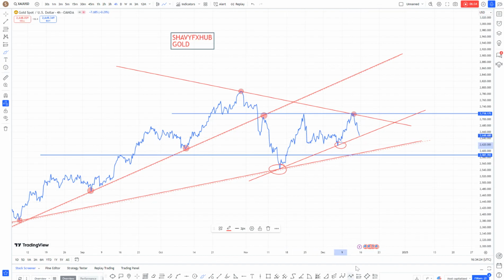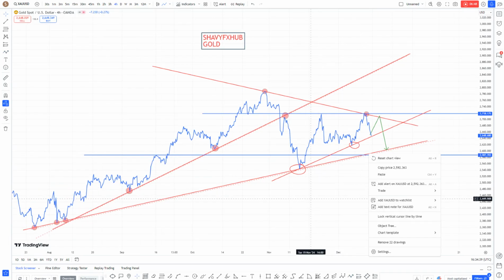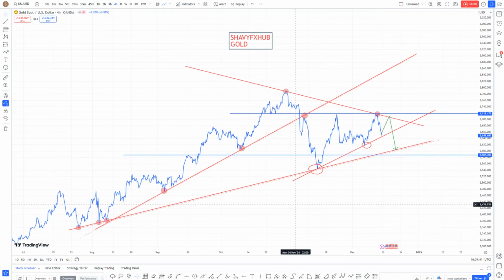And on technical, price might come here and respect the ascending trend line and move back, and possibly come down after that, and maybe come down to retest the long-term ascending trend line that has held price. So this structure is making sense now, and if that moves, that will be fine for a move up again. But we look at whether this is possible or not.